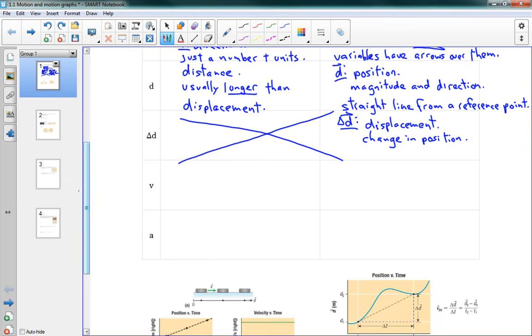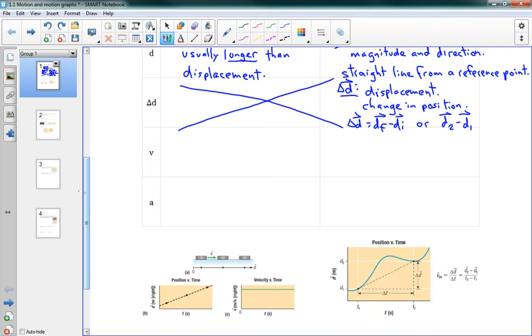And we can calculate that by delta d is equal to df minus di, where f and i mean final and initial. So our final position minus our initial position. Or if you prefer, you can write that as d2 minus d1. Both are fine.